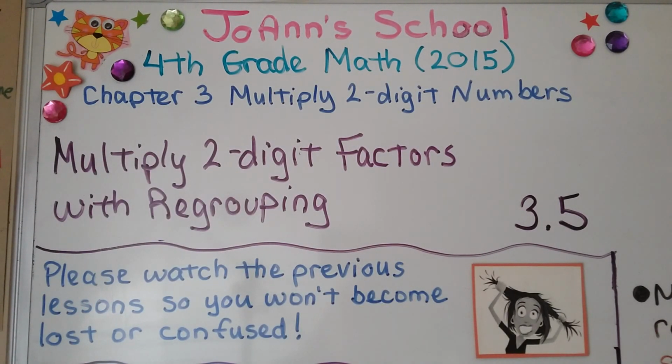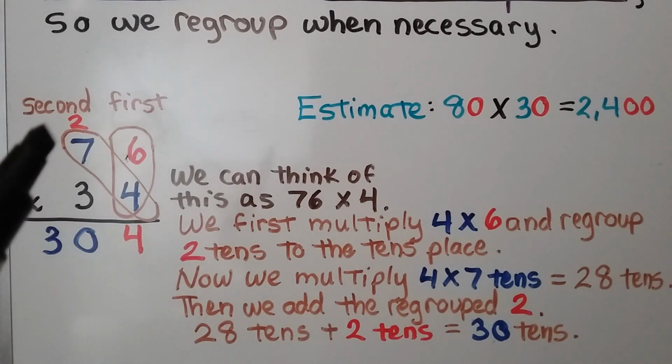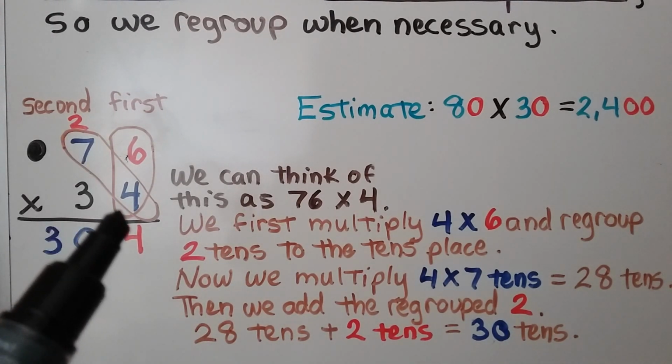Lesson 3.5, multiply two-digit factors with regrouping. We can use regrouping to multiply two-digit factors. We can only place one digit in each place value for the product, so we regroup when necessary. Here we have 76 times 34.